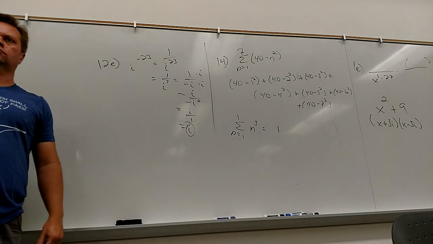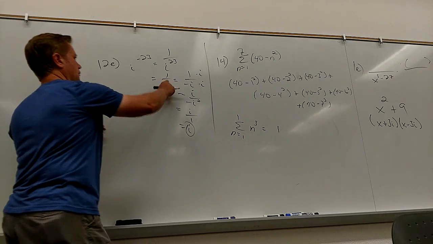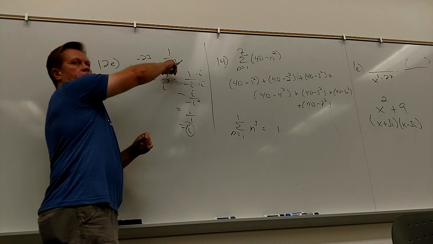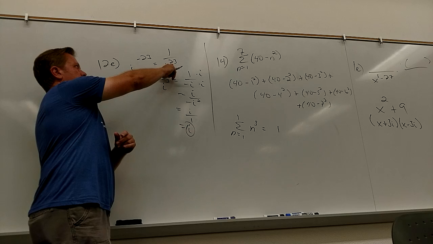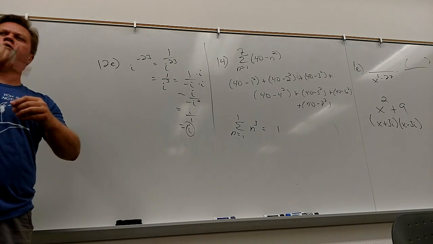Is that a 1 over i cubed? Yes. Right there. Because 4 goes into 23 5 times with 3 remaining. So i to the 23rd has the same value as i cubed. Okay. That's the cyclic thing. Every fourth one it starts over.